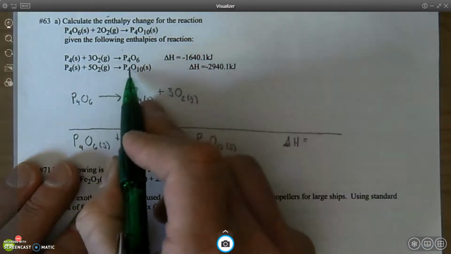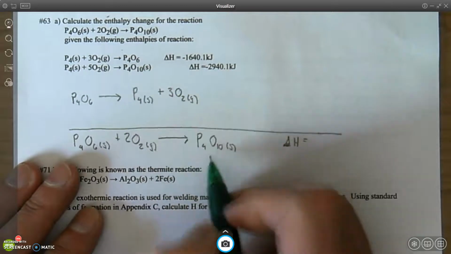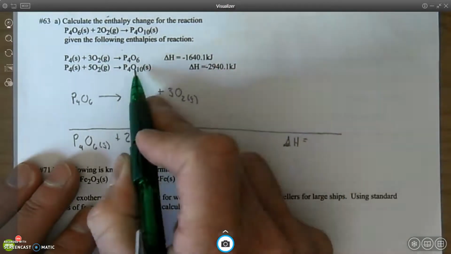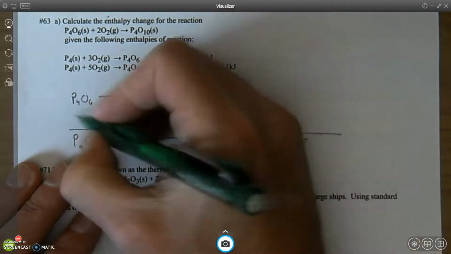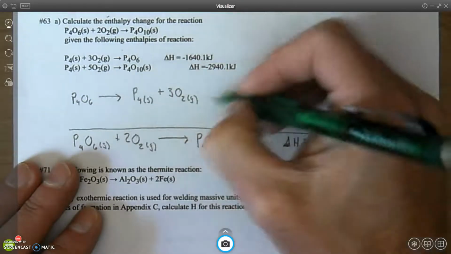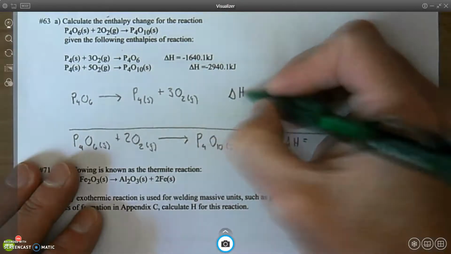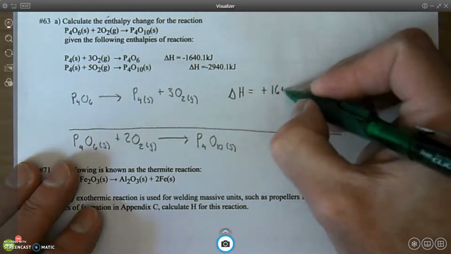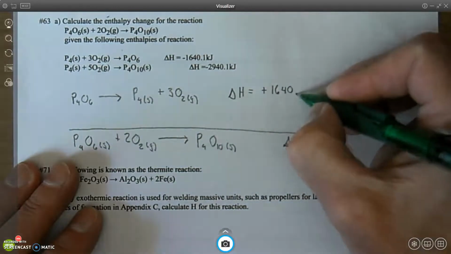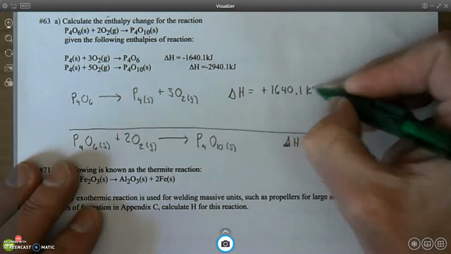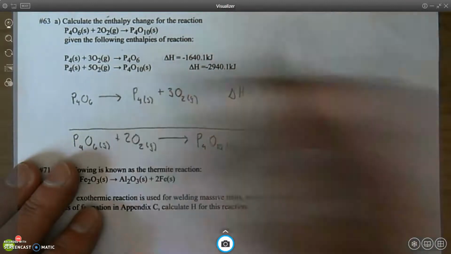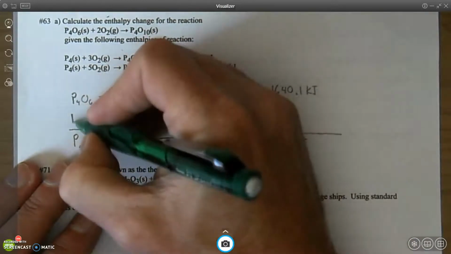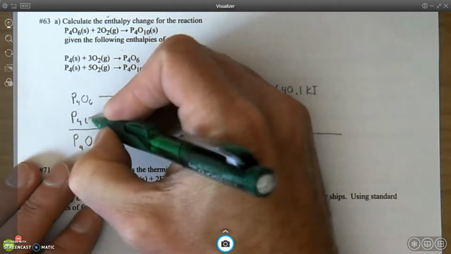This one here, P4O10, that's on the right-hand side. It is on the right-hand side. Looks ready to go, so I'm going to rewrite that. Oh, by the way, I forgot the energy. Delta H. I flipped this equation, so I need to make it a plus 1640.1 kilojoules. Okay. This one I mentioned is on the right-hand side, so it's all good. I can just rewrite it.